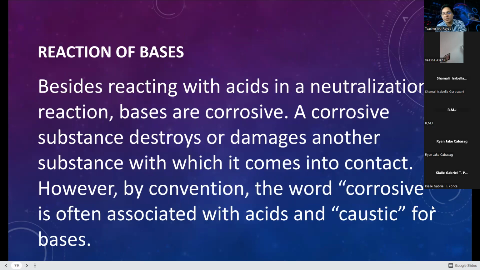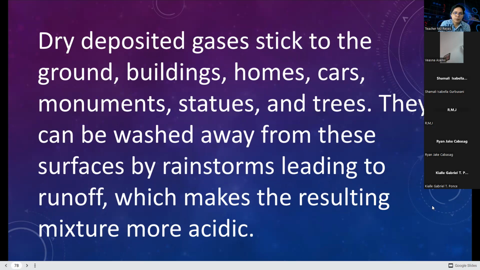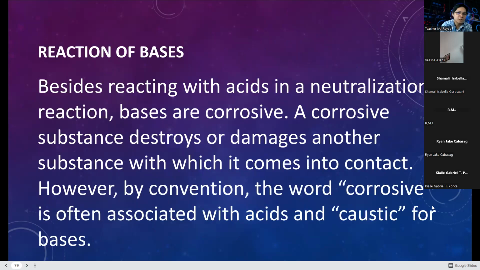Have you observed some of the statues or monuments in your area? If you look at them, there are a lot of spots there. The spots on your monuments are actually dry deposits. These are the reaction of acid towards your monuments.